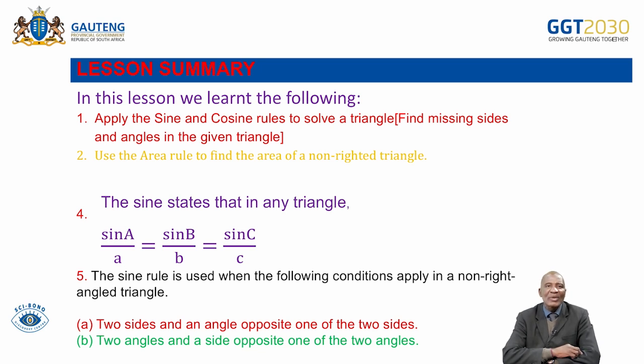In our lesson, we focused on the following. 1, applying the sine and cosine rules to solve a triangle, that is, find missing sides and angles in the given triangle. 2, we use the area rule to find the area of a non-right angle triangle. Along the way, we used the sine rule, which states that sine A divided by A is equal to sine B divided by B, which is equal to sine C divided by C. Those can also be written starting with small letters. The sine rule is used in a non-right angle triangle when two sides and an angle opposite one of the two sides is given, or when two angles and a side opposite one of the angles is given.